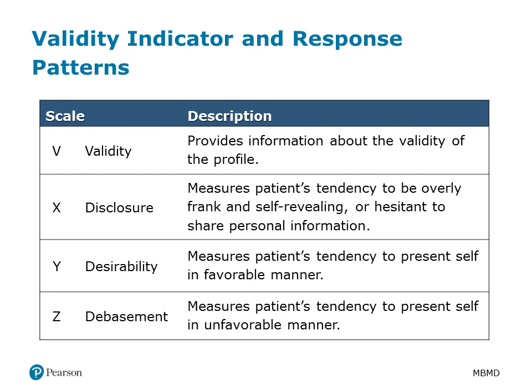Desirability taps the degree to which test results may have been affected by the patient's inclination to appear socially attractive, morally virtuous, or emotionally well-composed. Finally, the debasement scale assesses the patient's inclination to deprecate or devalue him or herself by presenting more troublesome emotional and personal problems than are likely to be uncovered upon objective review.